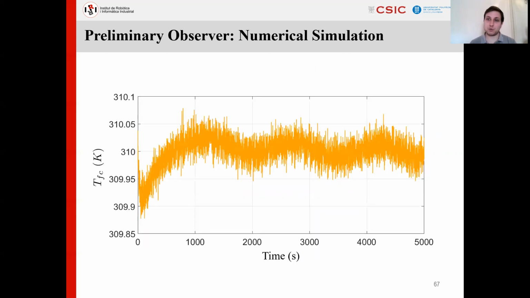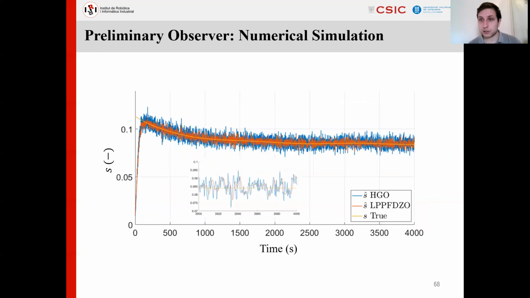In this, the temperature profile that is used is the following one. So we can see that the temperature oscillates around some constant value, and we have a small amount of persistent noise in this signal. And here is the result of the estimation. So the yellow line is the true evolution of the liquid water saturation. And then we have the estimation of the proposed observer and a standard high-gain observer. We can see that the proposed observer not only does not peak, but significantly reduces the effect of the noise.